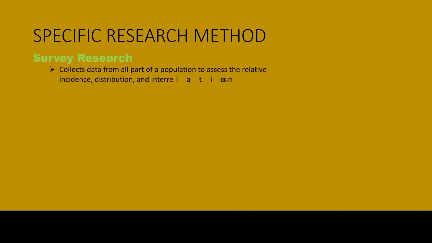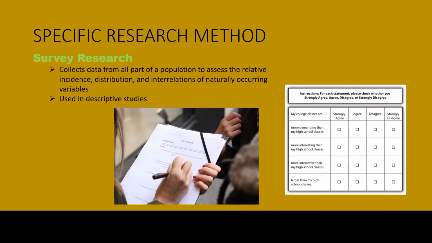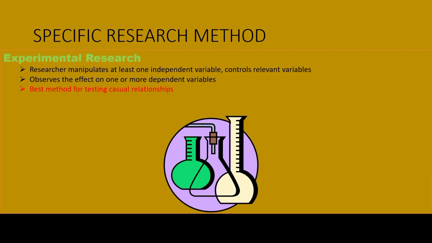Survey research has been defined as a research strategy where one collects data from all or part of a population to assess the relative incidence, distribution, and interrelations of naturally occurring variables. This methodology is most commonly used in descriptive studies. In experimental research, the researcher manipulates at least one independent variable, controls other relevant variables, and observes the effect on one or more dependent variables. This method is considered to be the best method for testing causal relationships.